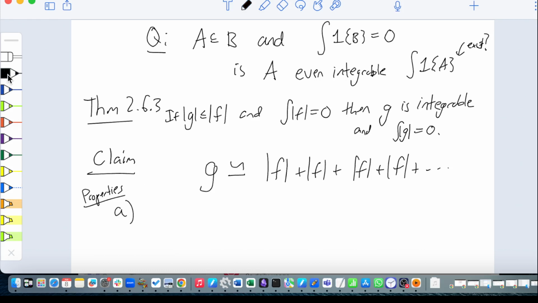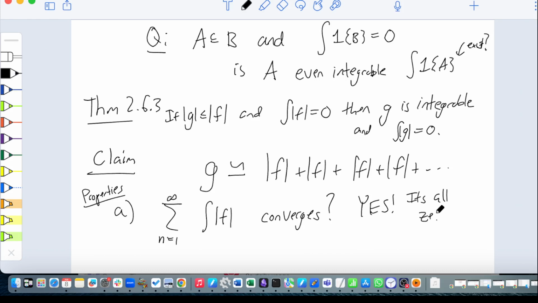Property a says the sum of the integrals of f, so it's f1 plus f2 plus f3. Here we have f repeated. So the sum from n equals 1 to infinity converges. So the sum of the integrals converges. Well, the integral is 0 here, so it does converge, right? 0 plus 0 plus 0. You add up the integrals, it converges. Yes, it's all zeros.